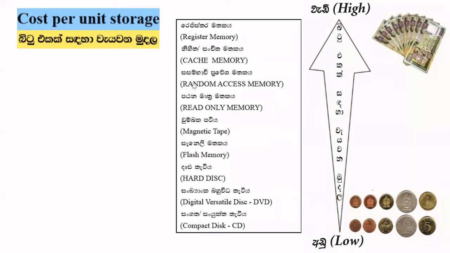Then after that, cache, RAM, ROM are very similar to the previous one, then magnetic tape, flash, hard disk, DVD, and all, right? So you have to remember that order. That is very important. When we are doing the paper discussion, we can see there are a lot of MCQs from this area also. Okay, now we can move on.